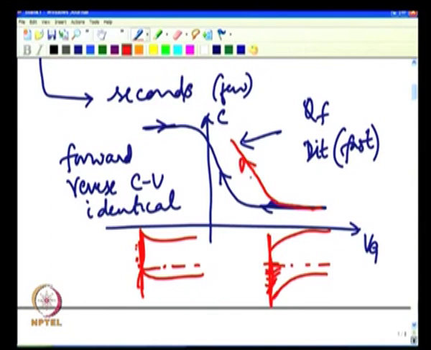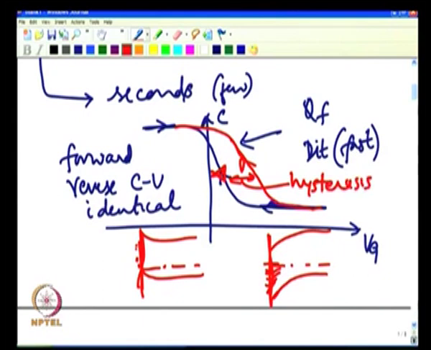Why go back like this? Because there is an extra negative charge, whenever there is an extra negative charge the curve shifts to the right. If there is extra positive charge the curve shifts to the left. So, it goes back like this. In other words, forward sweep will be like this, a reverse sweep will be like this, and hence there is what is called a hysteresis.